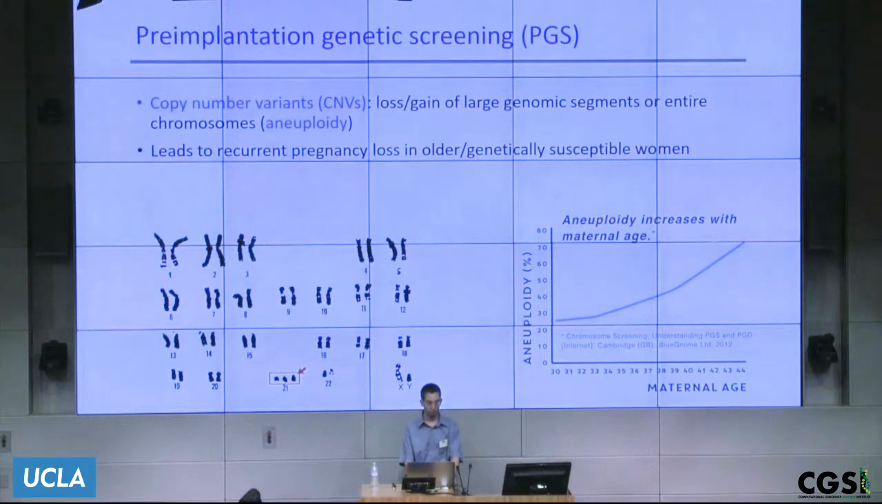And what people do is called pre-implantation genetic screening, or PGS. The nomenclature is a bit confusing. And this means again generating embryos by IVF and then testing them for chromosomal aberrations.